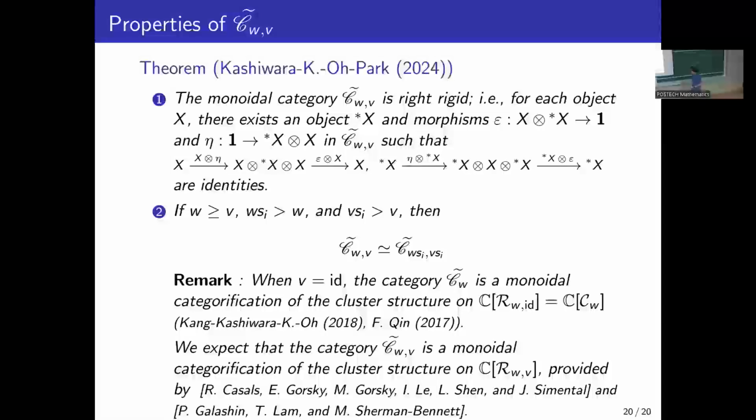You didn't mention quantum affine algebras, but if you just look at this R, W, V, is there a way to interpret this precise object in terms of quantum affine algebras? That's a very nice question, actually.